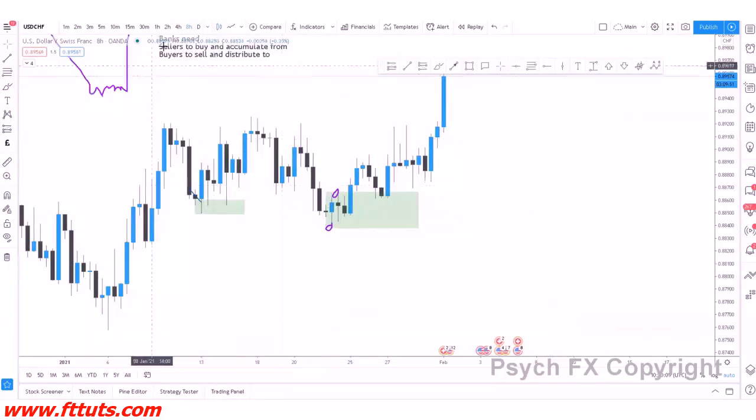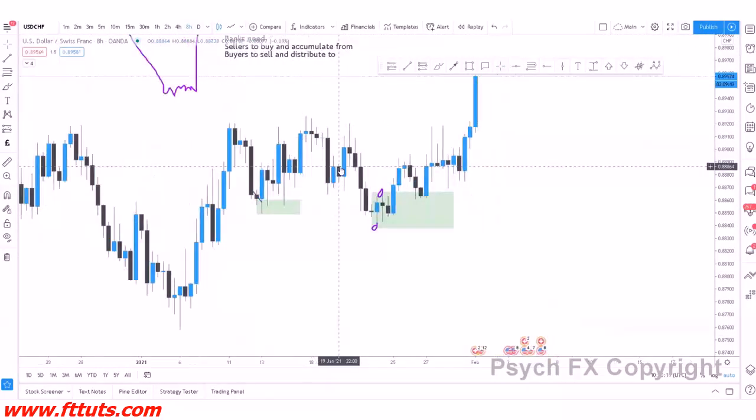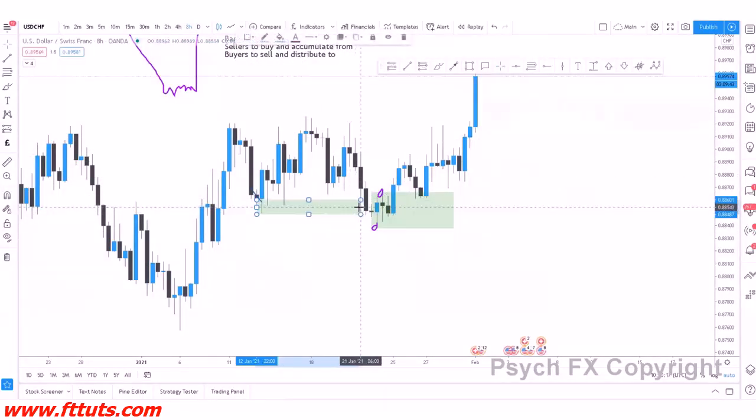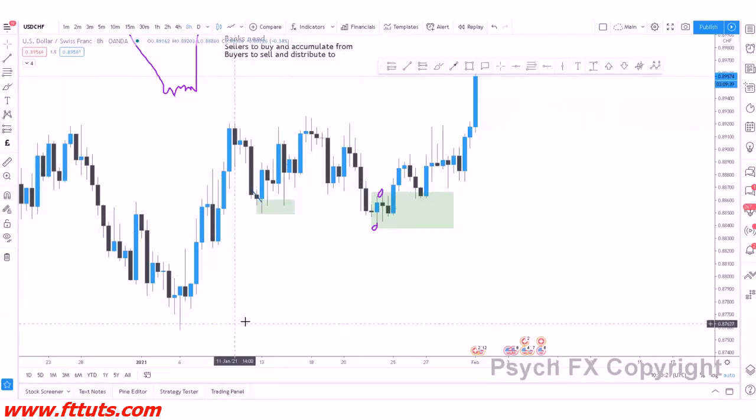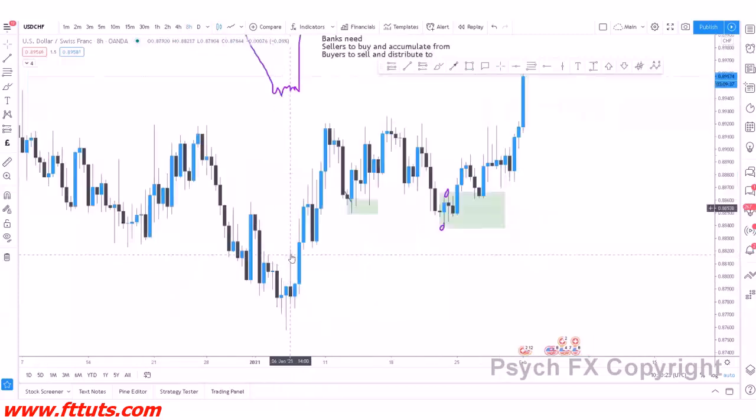Okay, and so on the 8-hour here, we can see that we are kind of ranging, to be honest with you. We're going up and down, but we have faked out near the bottom of the range. And so what does this mean? Well, it means that more than likely, because overall we still look fairly bullish, we haven't been given any indication that we're supposed to be changing bias. We can do it that way.